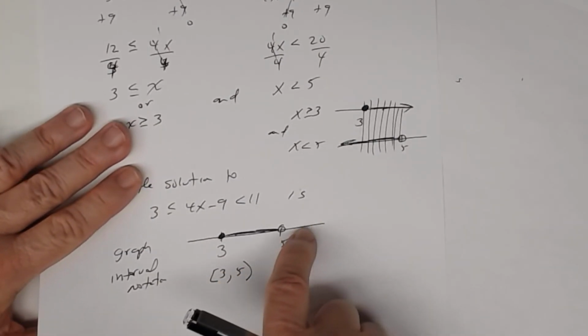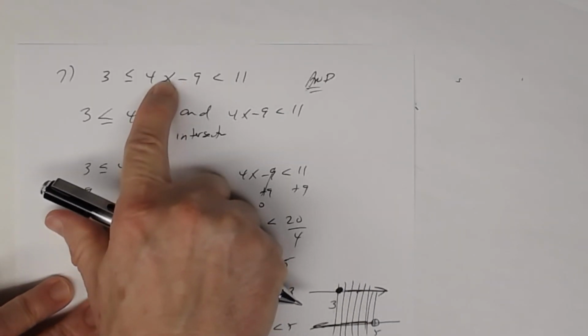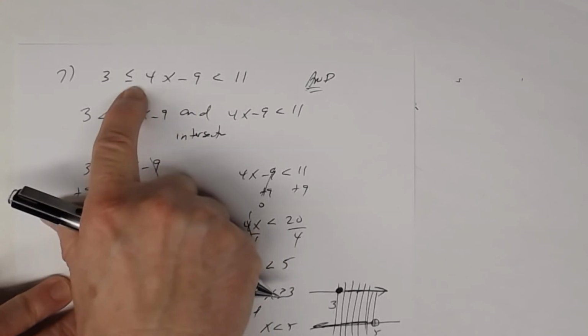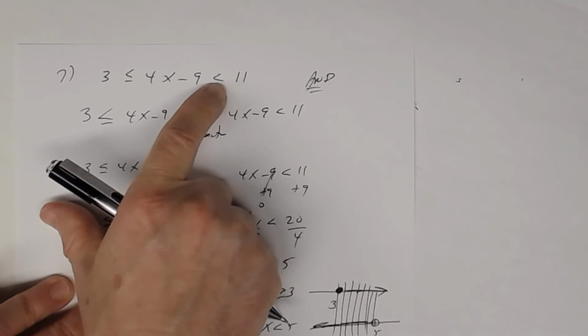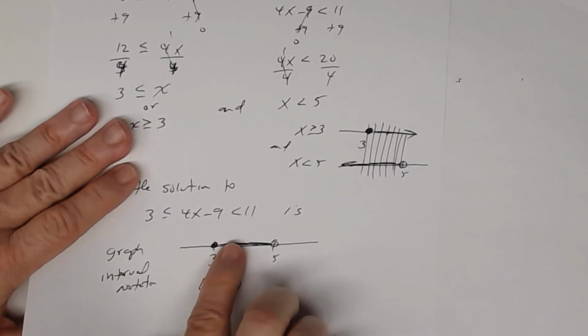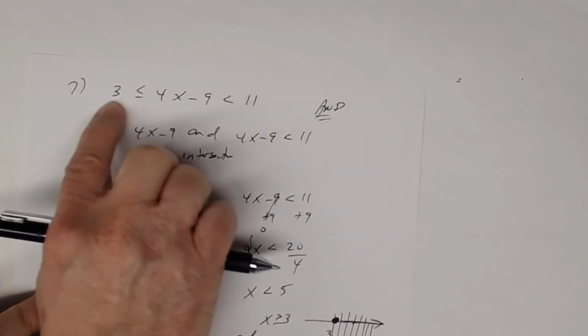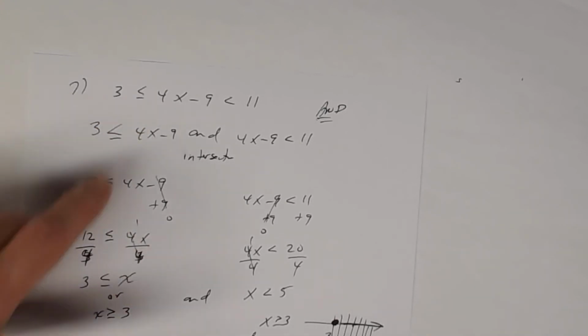7 is not shaded, so let's see why 7 is not a solution. What's 4 times 7? Well, that's 28. 28 minus 9 is 19. 3 is less than or equal to 19, but is 19 less than 11? The answer is no. Okay? So only those that are shaded that you see here are going to be a solution to this original compound statement.